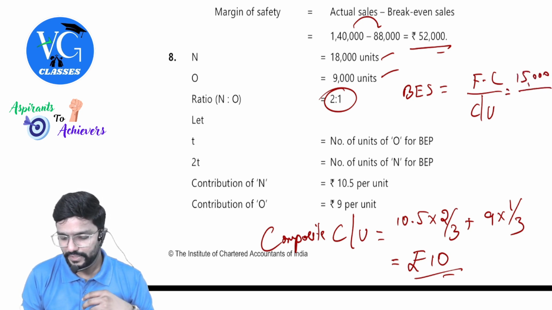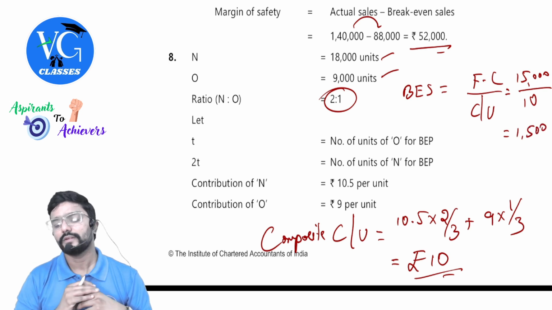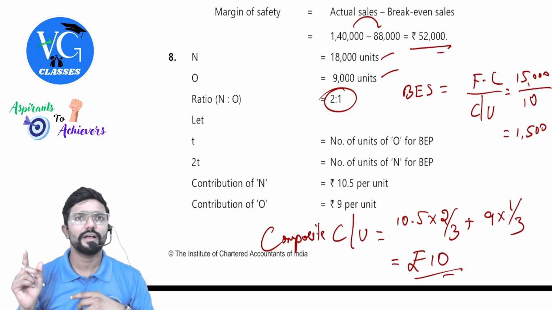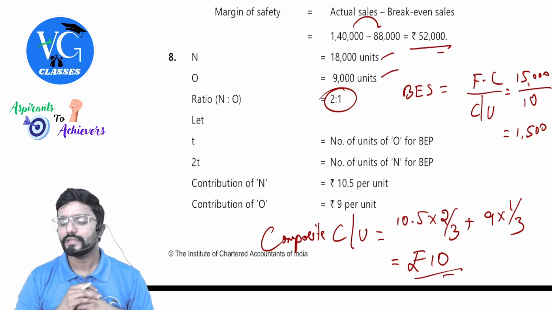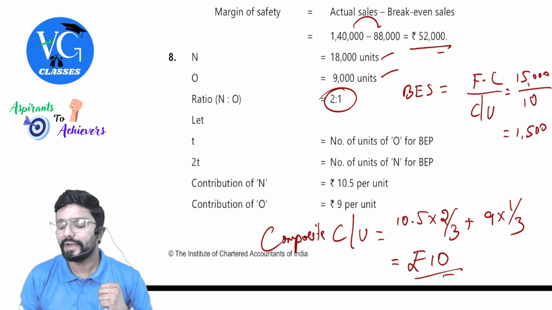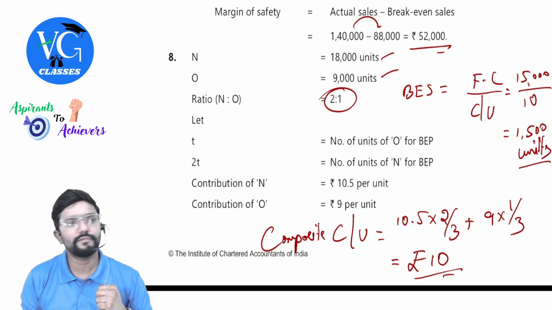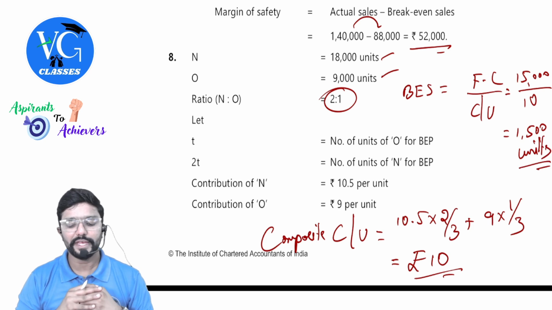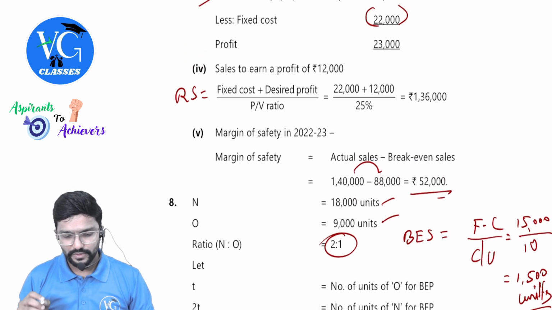15,000 divided by 10. Fixed cost is 15,000 only, na? Yes, in the last line it is given. 15,000 divided by 10 will give us 1,500. Now split it between N and O, guys.